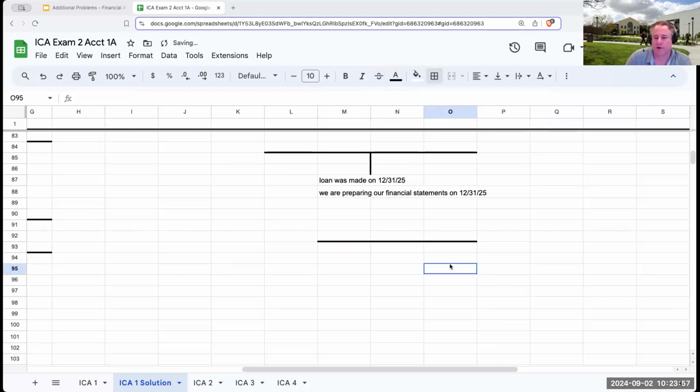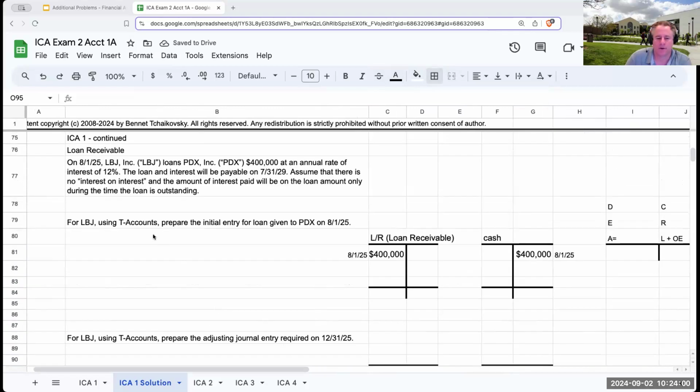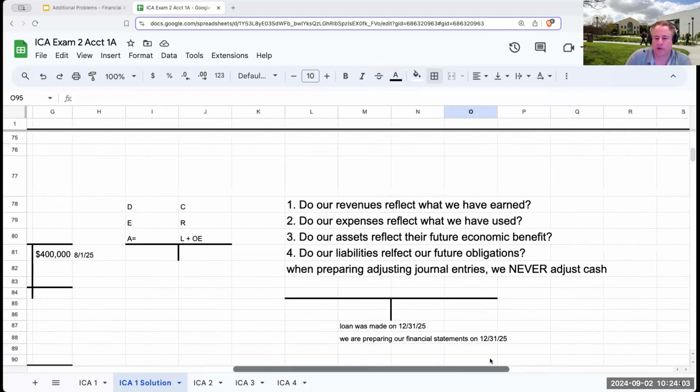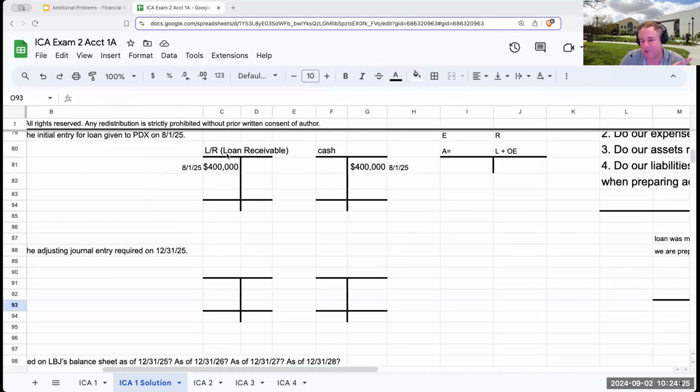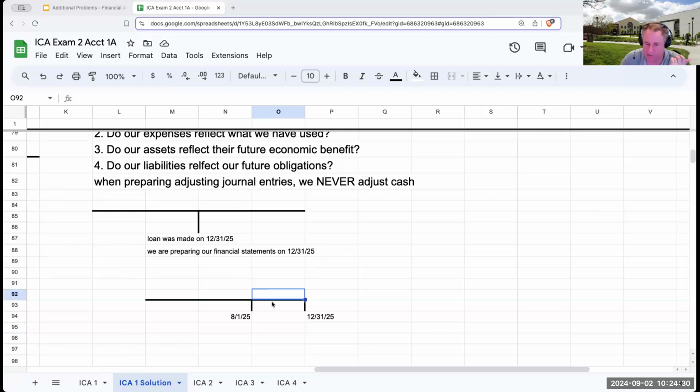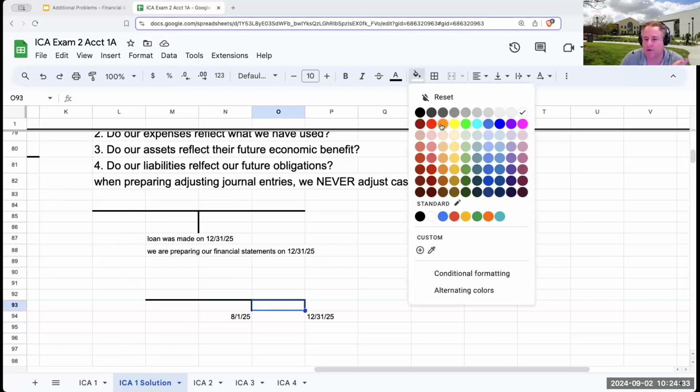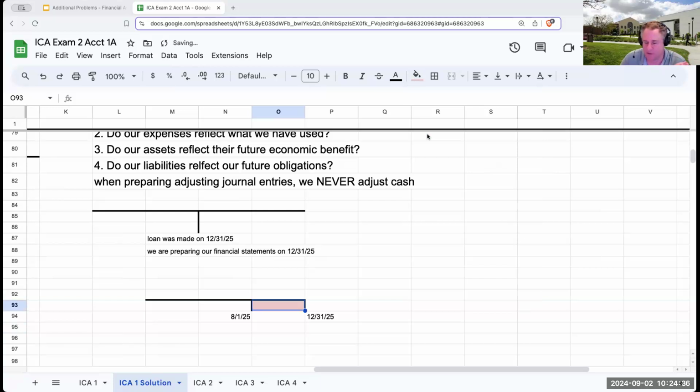So we are making our loan on August 1st, 2025. So right over here, we're making our loan on August 1st. And we are preparing our financial statements on December 31st, 2025. So unlike the example before, where we're just basically debiting loan payable and crediting cash, time has passed, right? So we have this period of time that has passed, okay?